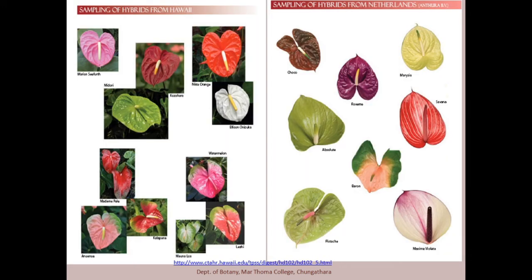These are various hybrid varieties and normally growing varieties of Anthurium from Hawaii Islands and also from Netherlands. Other varieties are seen in our country. These are the ones from those places, some of them are hybrids and some of them are natural varieties of Anthurium.